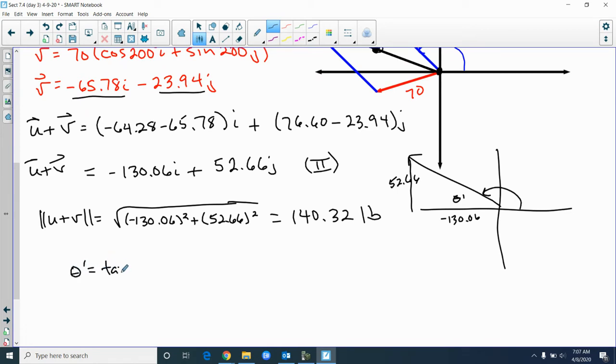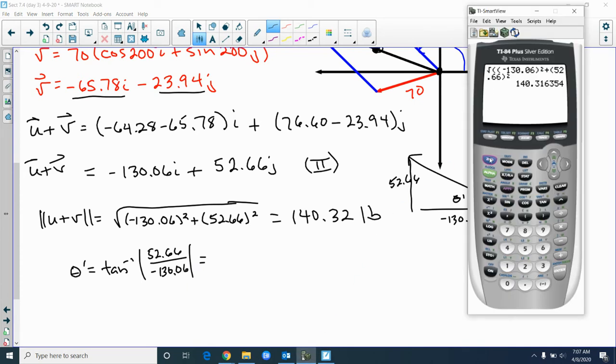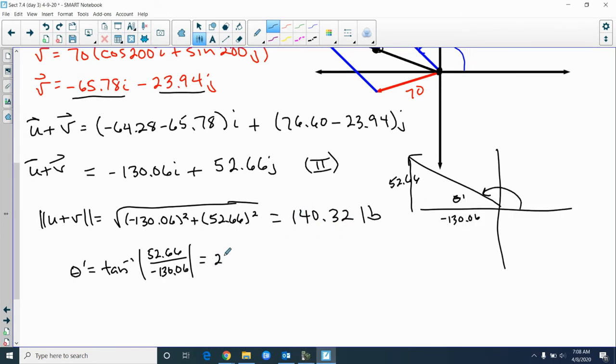Now the reference angle is going to be the inverse tangent of the absolute value. We're not going to mess around with positives and negatives. So you take the absolute value of 52.66 over, and you can just drop the negative. Technically, it's negative 130.06, but when I plug it in, I'm going to drop the negative. So inverse tangent of 52.66 divided by 130.06 gives me 22.04 degrees. That is the reference angle, theta prime right here.